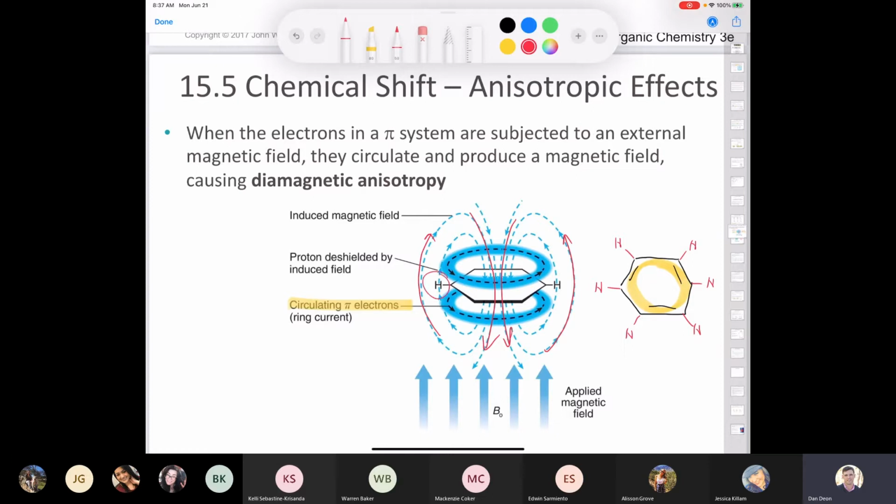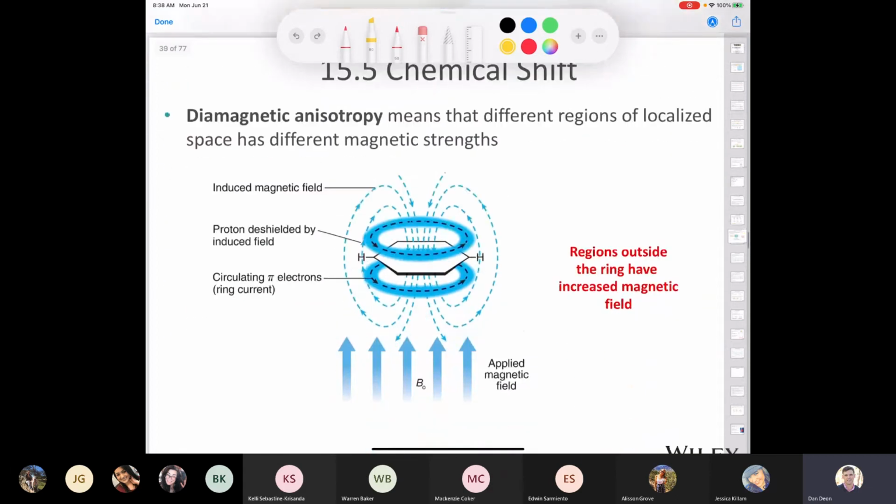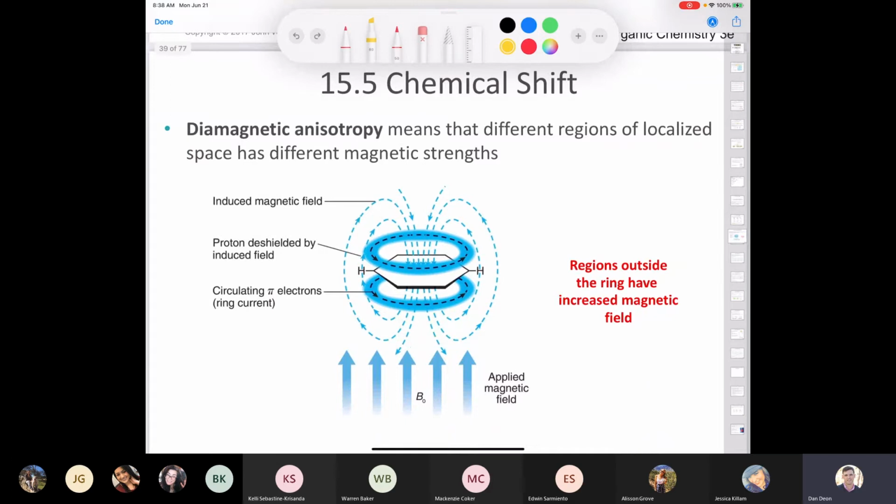And again, since the protons are on the outside of the ring, they have the additive effect of this new magnetic field. So the whole point of diamagnetic anisotropy is just that on the outside of the ring we have an extra magnetic field, so a deshielding effect. Whereas the inside of the ring, and there aren't any protons there, is more shielded. So 2 parts of the molecule have 2 different magnetic environments. The diamagnetic anisotropy means different parts of the molecule have different magnetic field strengths. The regions outside the ring, which is where the protons are, have an increased magnetic field.